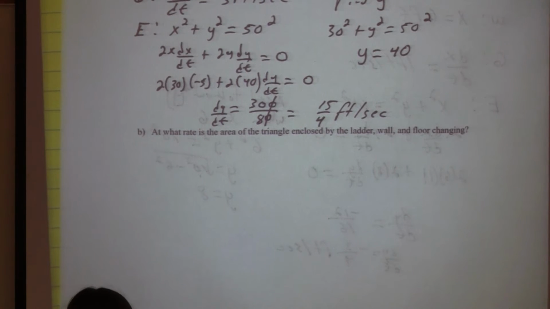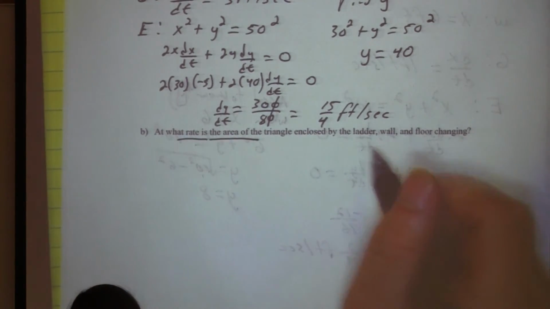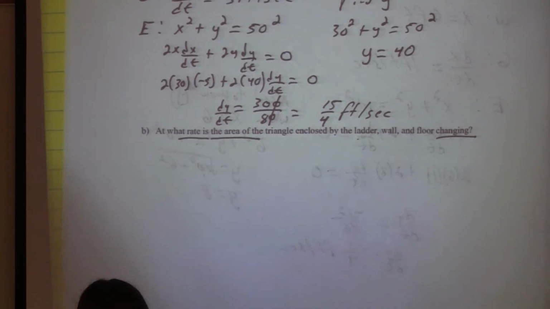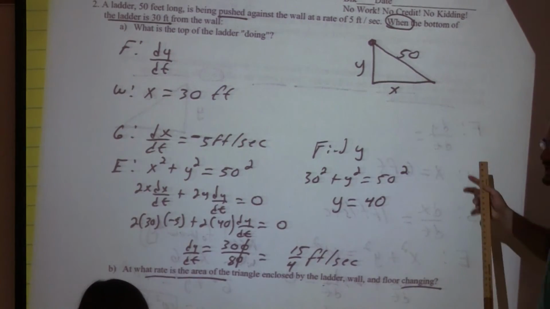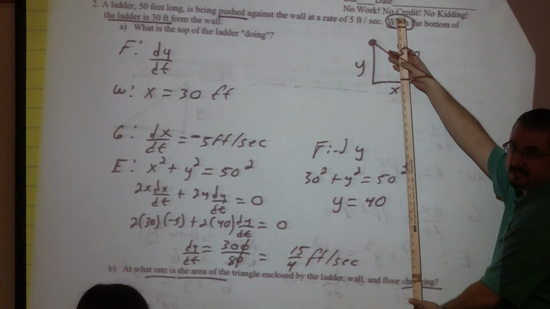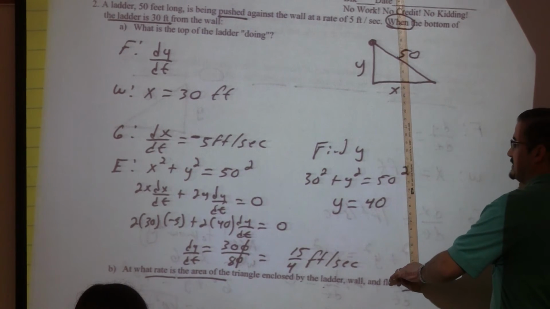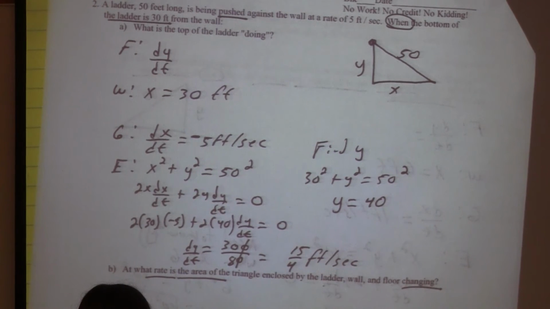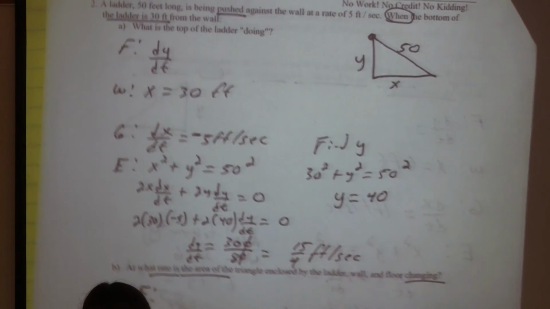Alright, let's look at part B. Part B says, at what rate is the area of the triangle enclosed by the ladder, the wall, and the floor changing? Okay, so they're looking for the area of that shape, enclosed by the three things. How is that area changing? Is that area increasing or decreasing? It's decreasing, because imagine if it were to go all the way, would it have any area? No. That would be 0, right? So it is decreasing. Okay? So that means that my answer better be negative. Alright, so let's see, what are we trying to find?